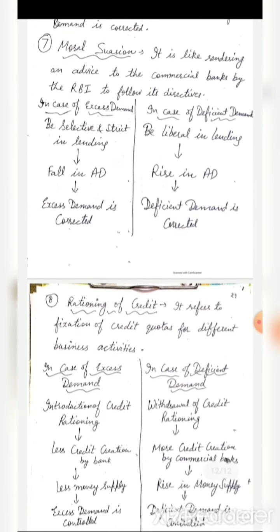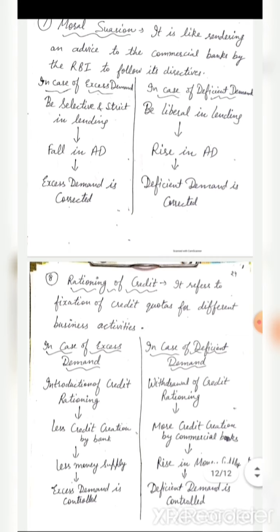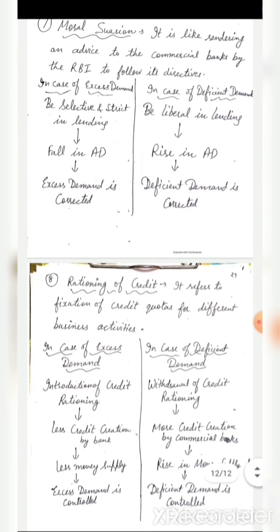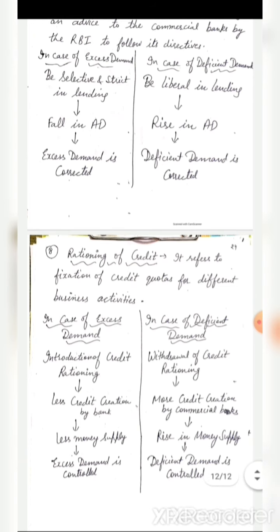Next point is moral suasion. It is like rendering advice to the commercial banks by the RBI to follow its direction. Otherwise, the license can be cancelled by the central bank. In case of excess demand, be selective and strict in lending, meaning less loans. Then there is a fall in AD and excess demand can be corrected. In case of deficit demand, be liberal in lending. Then AD will be high and deficit demand can be corrected.